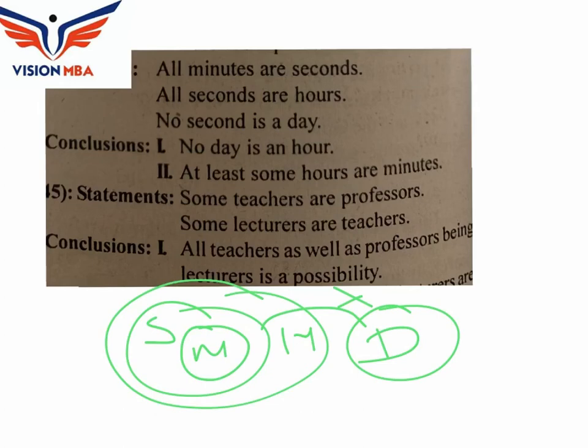Conclusion, if we take them individually, one: no day is an hour. No, that is not the way it is mentioned. But yes, as per the diagram, at least some hours are minutes follows. At least some hours are minutes. Yes, that also follows. So here both the conclusions follow.